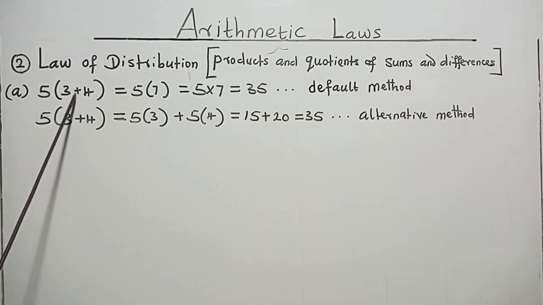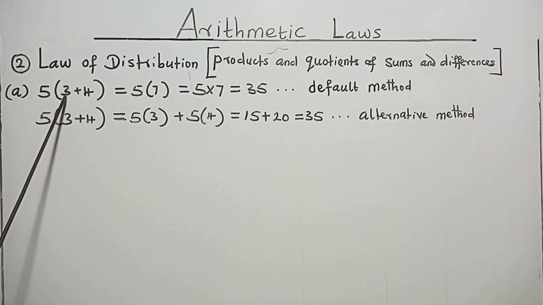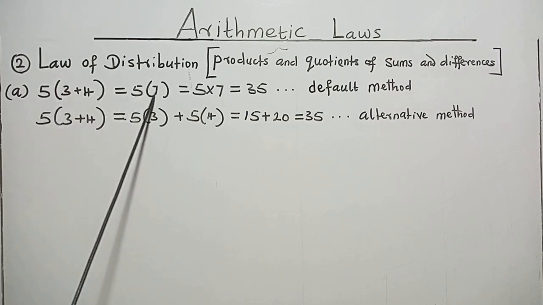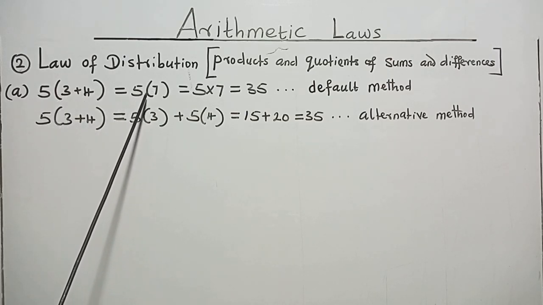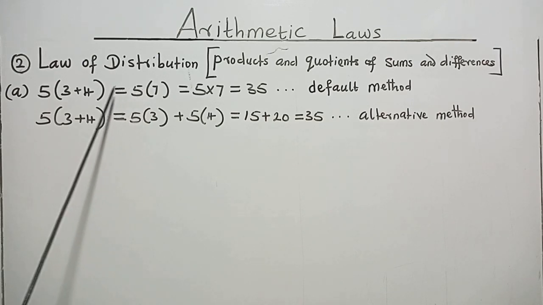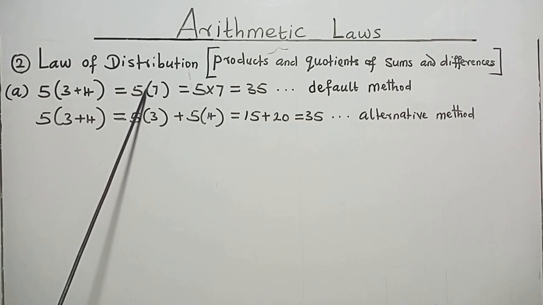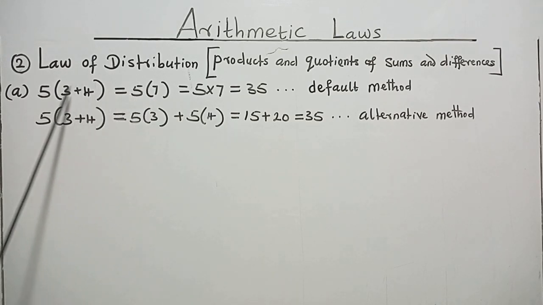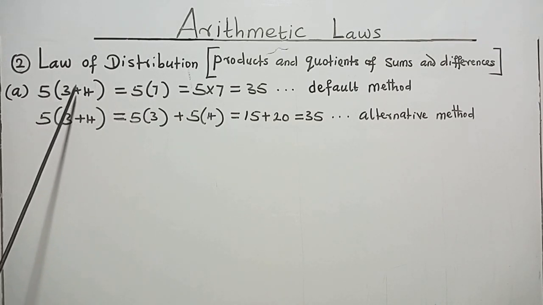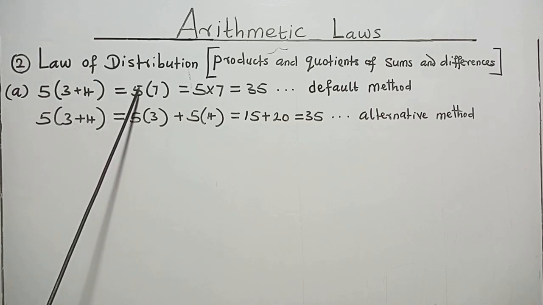5 bracket 3 plus 4 simply means 5 times whatever the bracket contains. Of course, the bracket contains 7. I hope you know why. By now you know, I believe. 3 plus 4 is 7, then times this 5. That will give us this 5 bracket 7. So 5 bracket 3 plus 4 means the same thing as 5 times 7.